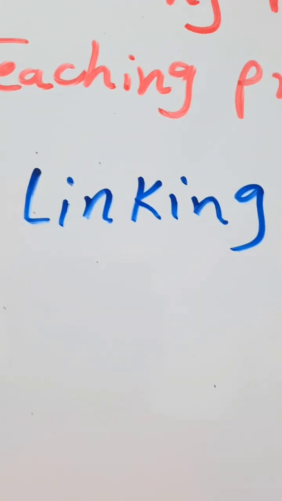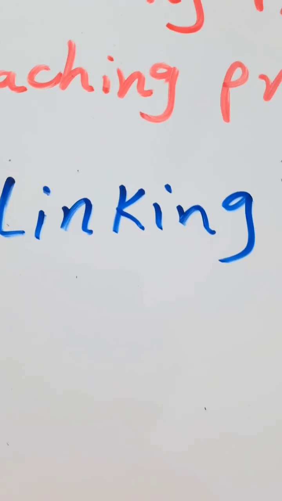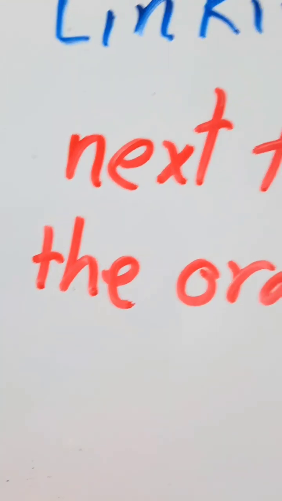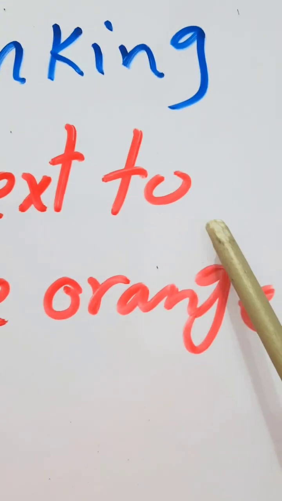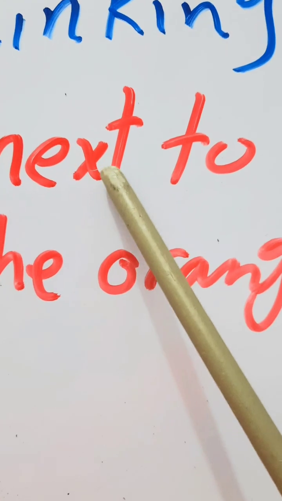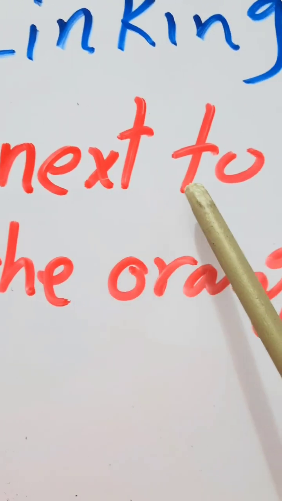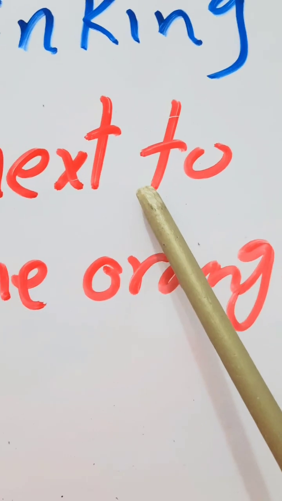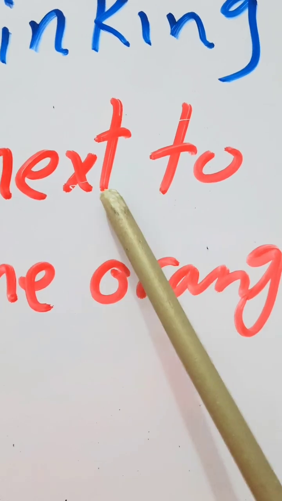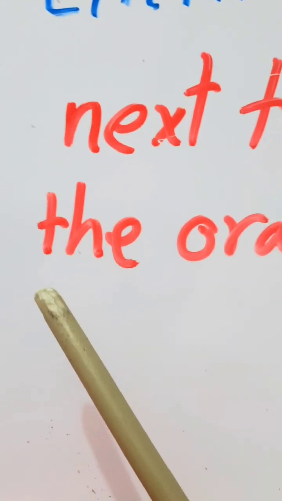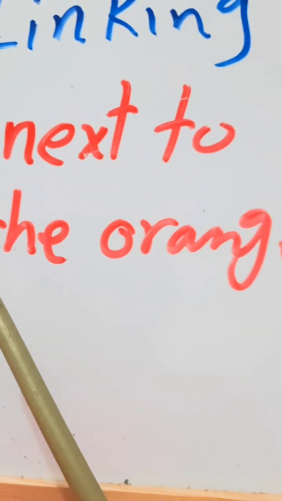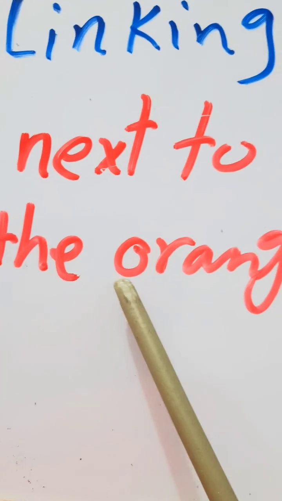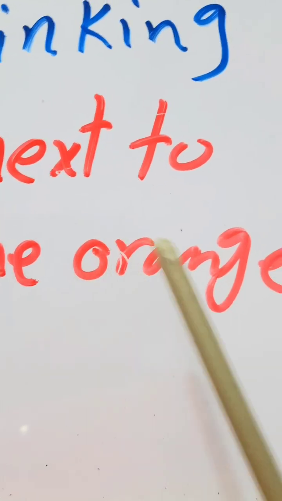You should focus on linking, like next to. We notice that the last t in next plus the t in to will make one t sound. Another example, the orange. The last vowel is linked with the first vowel of the second word.